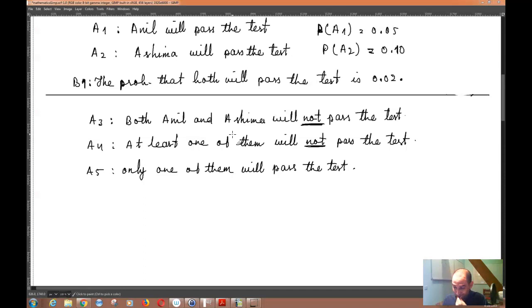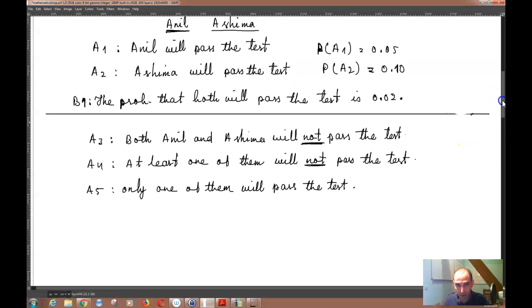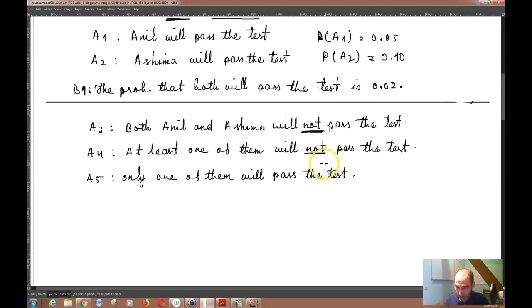So that's basically how you teach yourself how to solve a problem if you don't know how to solve it, but you have the solution. What I mean when I say you have the solution is that, for example, I'll write down the exact solution that has been provided in the book. It says that, to solve this first part, both Anil and Ashima will not pass the test.